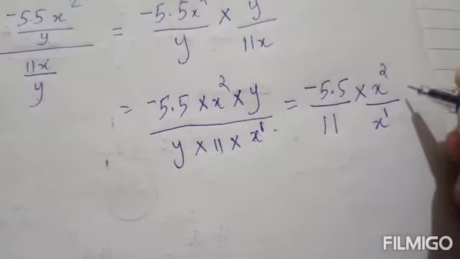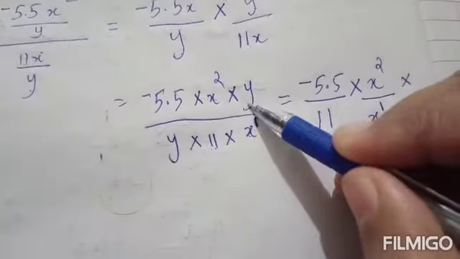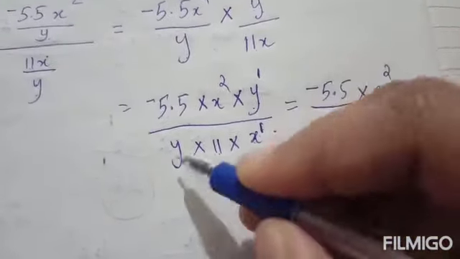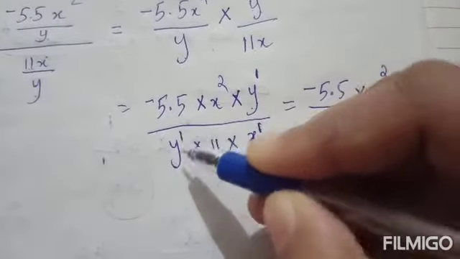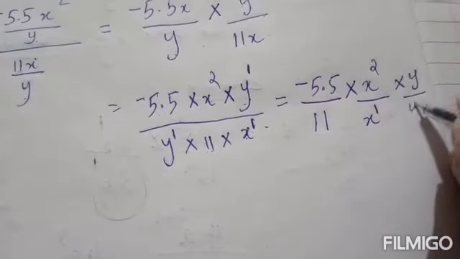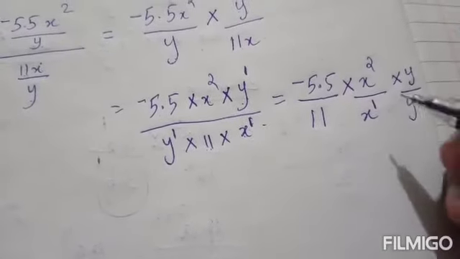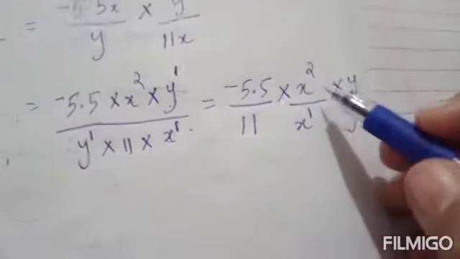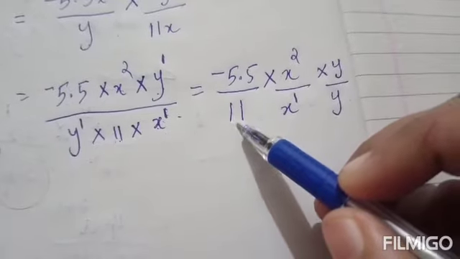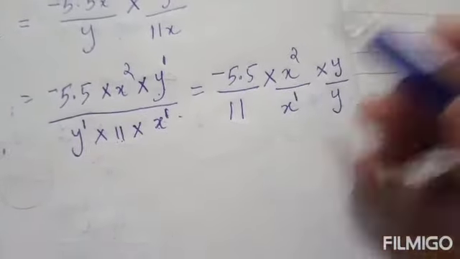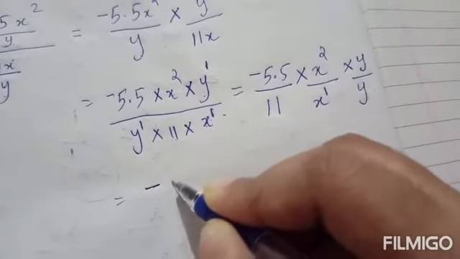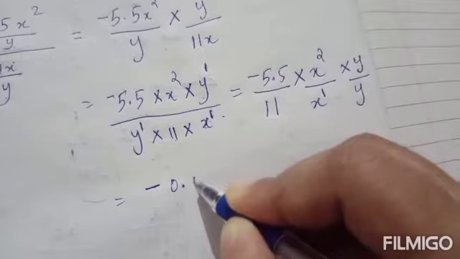Okay, now into y here in the numerator. Y means y raised to 1. Here also y is in the denominator. So you can write y by y. Okay. Now you can divide using the quotient law. This thing, minus 5.5 by 11. On dividing, you will get minus 0.5.